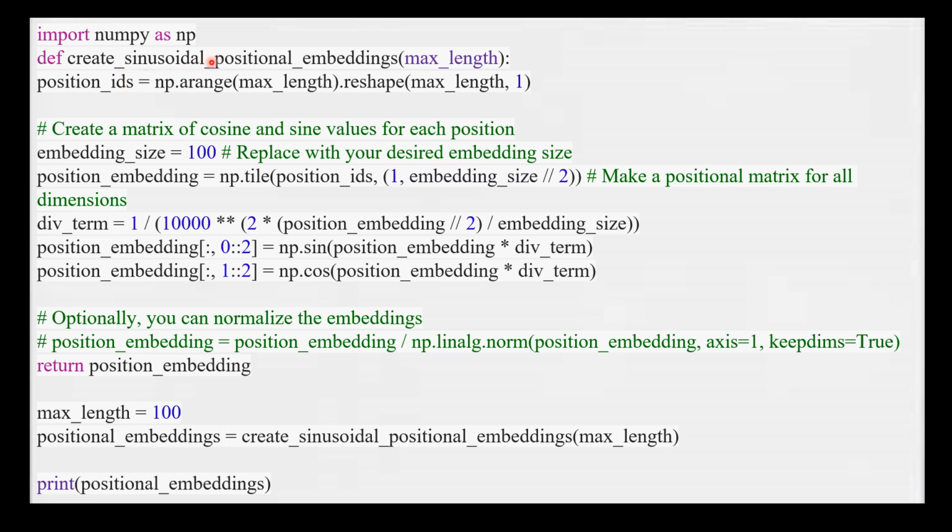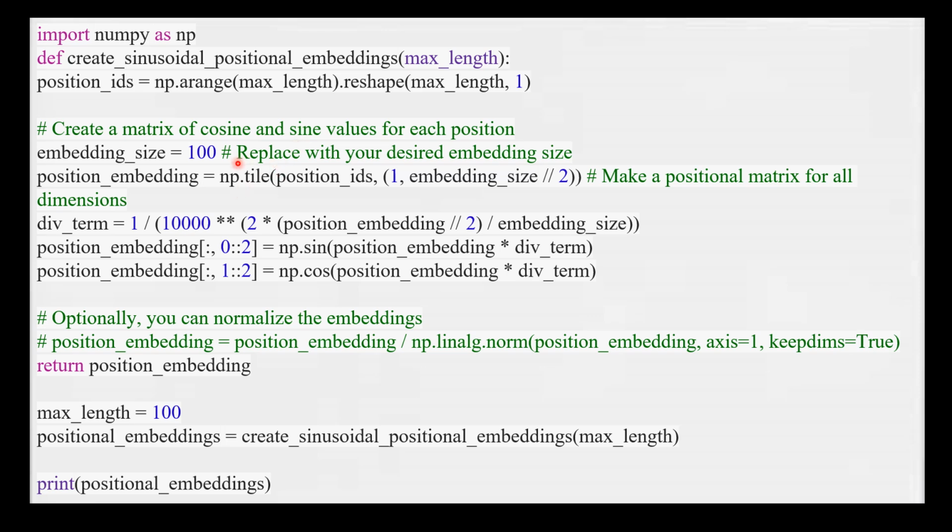Now, the second line defines a function named create_sinusoidal_positional_embeddings, and it takes a single input parameter, max_length, which determines the number of rows in the positional embedding matrix. Now, the third line creates a one-dimensional array of integers from 0 to max_length - 1. It then reshapes the array into a two-dimensional matrix with max_length rows and one column. And this matrix will be used to create the positional embeddings.